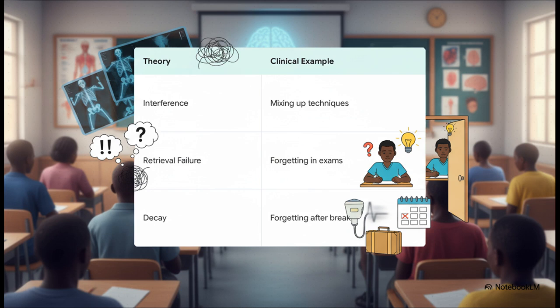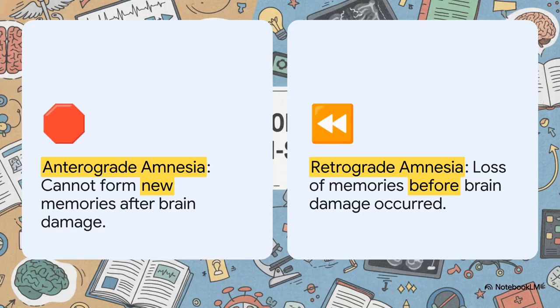And third, decay theory. Basically, if you don't use it, the memory trace fades, like forgetting your ultrasound protocols after a really long holiday break. Now, beyond everyday natural forgetting, we absolutely must understand the organic causes of memory loss. These are often caused by physical trauma, like an injury or a stroke.